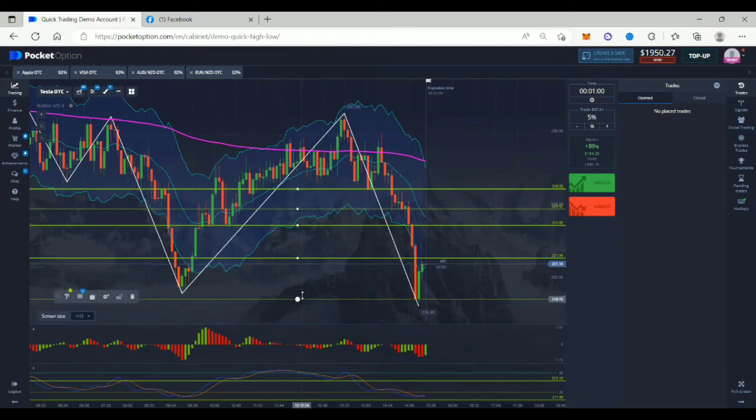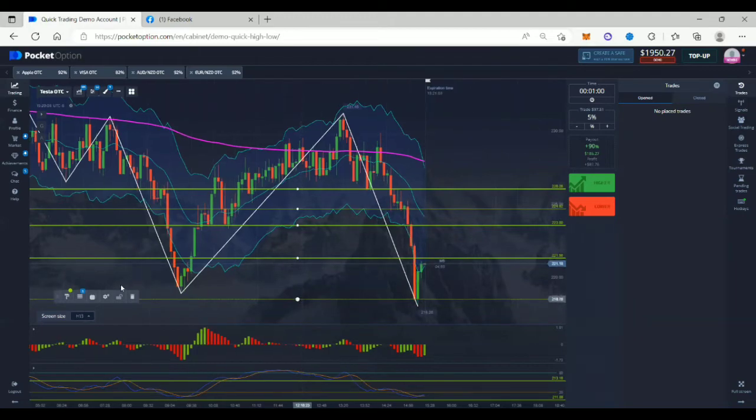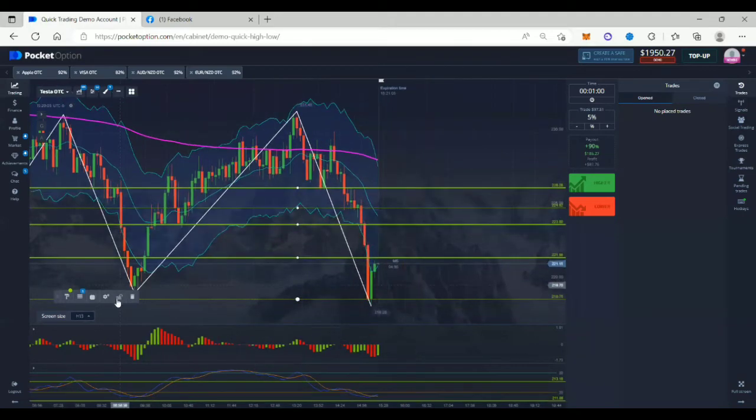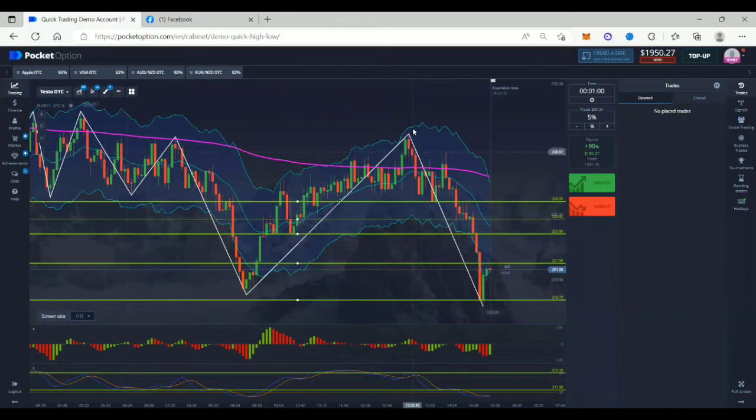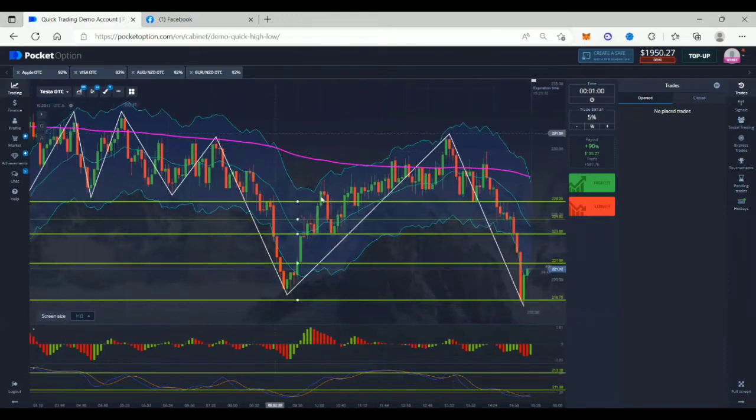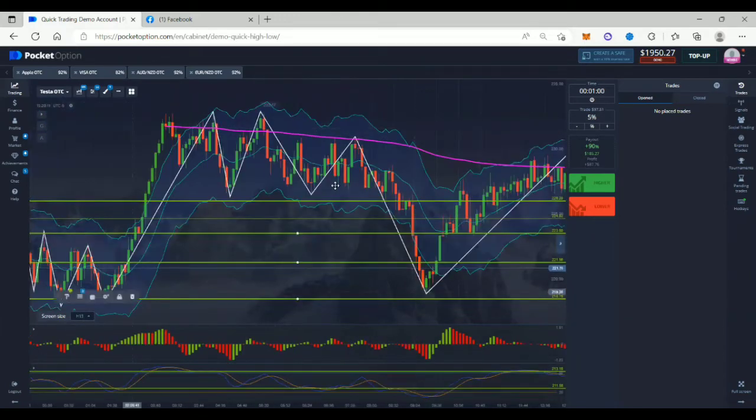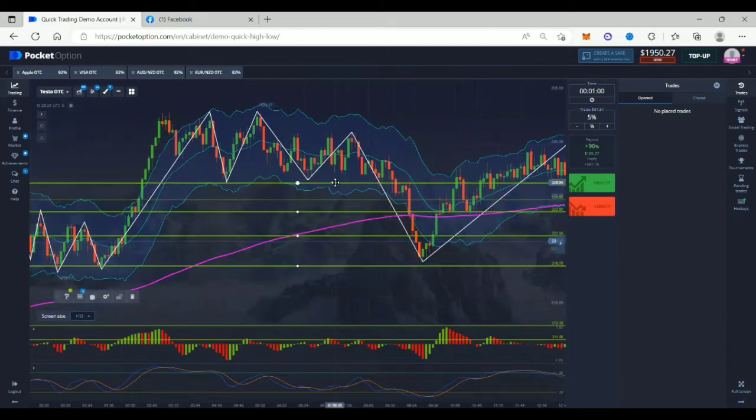Okay, so right now I'm marking my support and resistance zones. I'm marking where the market is stopping and respecting the areas. I like to do it on a 5-minute chart because my zones are stronger.